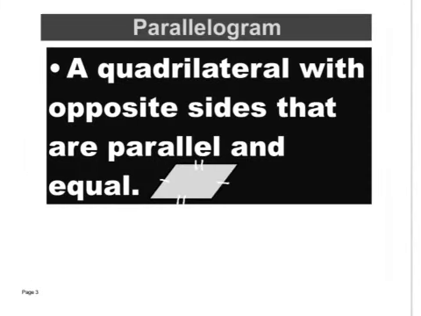Write this down. This is a parallelogram. It's a quadrilateral with opposite sides that are parallel and equal. So it's like a trapezoid in that it has sides that are parallel, but it's not a trapezoid. In fact, all four sides have to be parallel to the opposite side. In a trapezoid, only two sides have to be parallel. This is four, and they all have to be equal. In a trapezoid, two of the sides didn't have to be equal to each other.